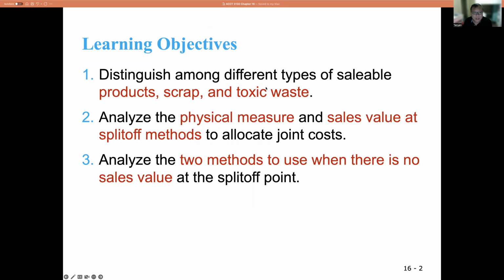So for this chapter, the learning objectives are mainly about how to allocate joint costs. Okay, there are different methods. So I'm going to walk you through the different methods using one example.